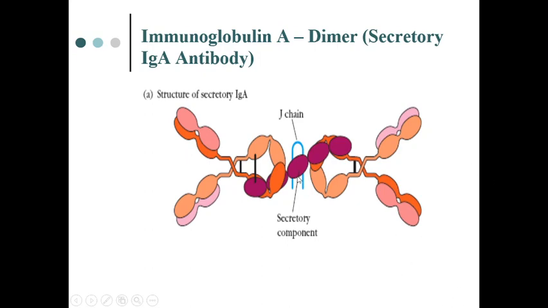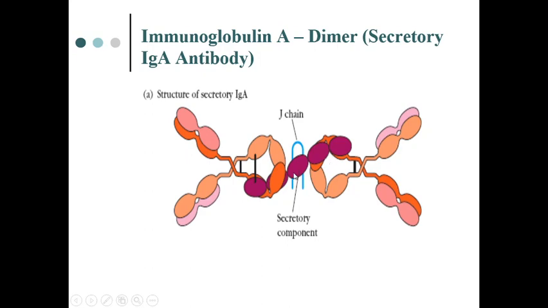Here you can make out that of the 5 domains of the secretory component, one of the domains at one end is attached to C alpha 2 of the heavy chain by a disulfide linkage, and the other end domain, that is the terminal domain, is attached in a similar manner to C alpha 2 of the other monomer. This is how the disulfide bond of the secretory chain is established with the C alpha 2 domain of the two monomers, and it runs across the two monomers.